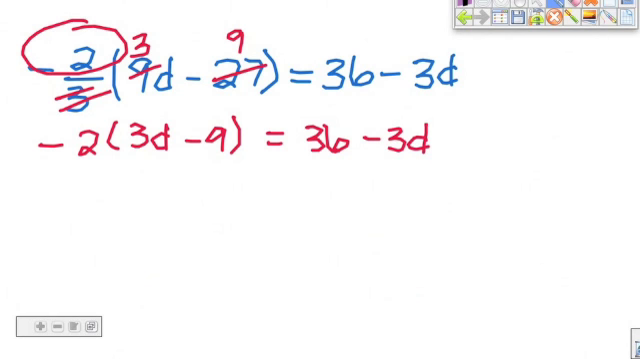All right, now let's do distributive property and distribute that negative 2. So negative 2 times 3 is going to give me negative 6d. And we do it to the other one also. Negative 2 times negative 9 is going to give me positive 18. Because a negative and a negative equals a positive. All right, bring down the rest.